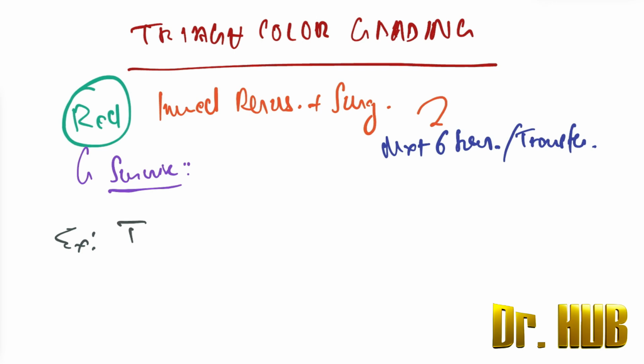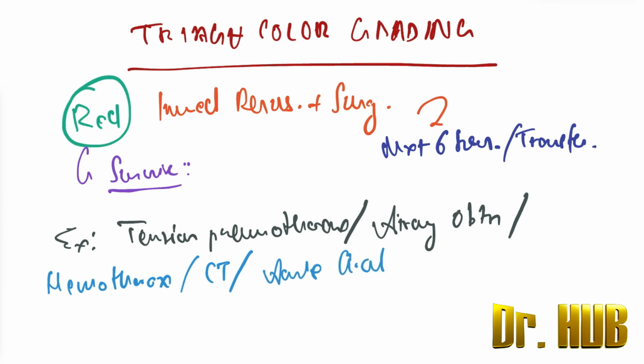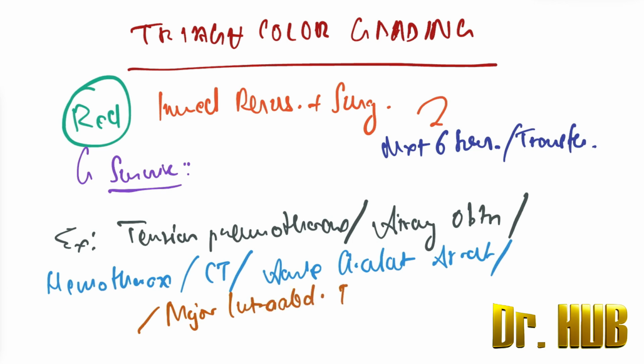The examples of red can include tension pneumothorax, airway obstruction, hemothorax, cardiac tamponade, acute circulatory arrest, and major intra-abdominal bleed.